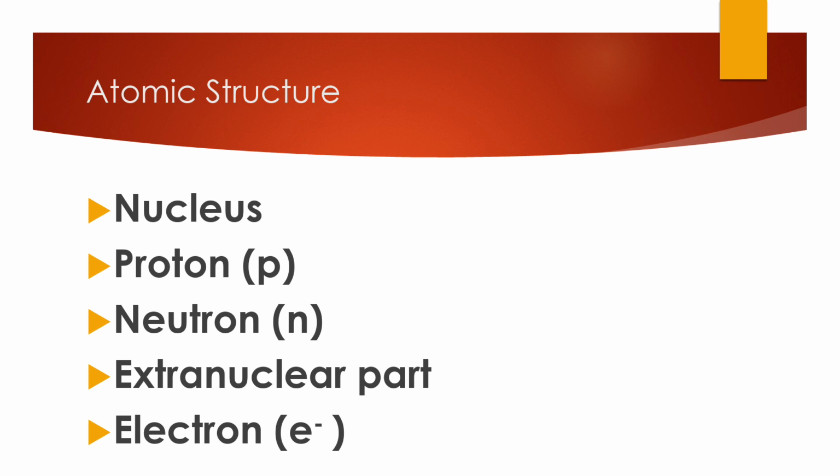So, we are going to cover the atomic structure in this video. In our previous video, we have seen what is an atom and what are different atomic models. So, an atom is formed from the nucleus and the extranuclear part. These contain mainly three types of subatomic particles.